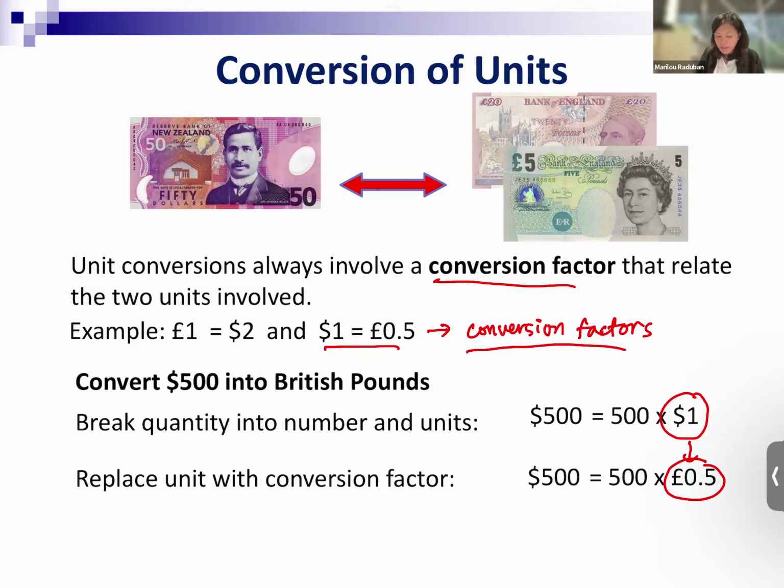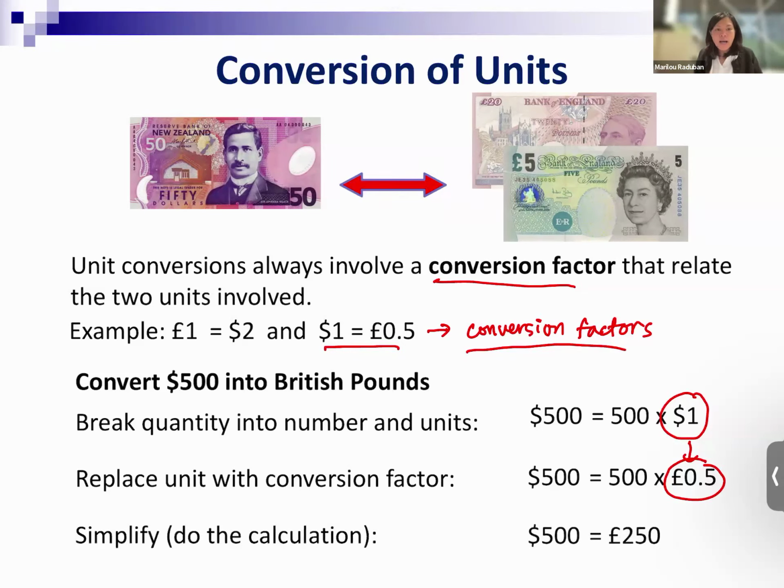Once I replace the unit with the conversion factor, I then carry out the calculation. 500 times 0.5 is 250, and then I just use the new unit that came from the conversion factor.